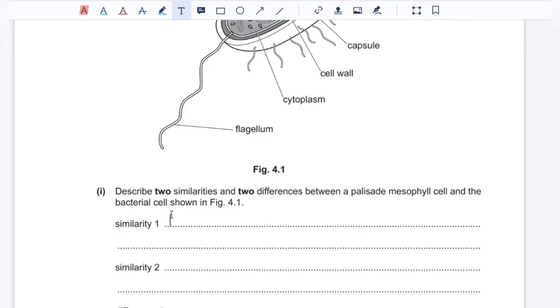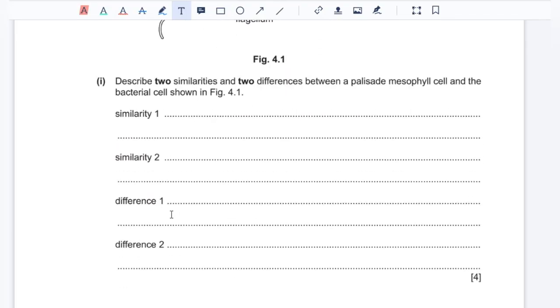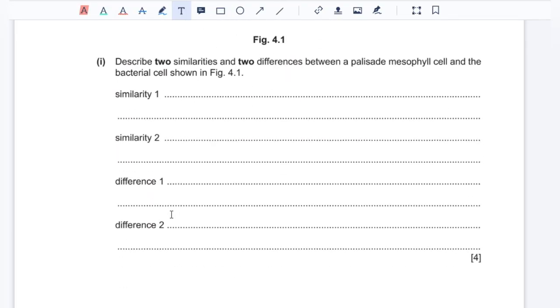So both of them will have cytoplasm, cell wall, cell membrane, and ribosomes, whereas the plant cell will have mitochondria and chloroplasts, which the bacterial cell will not, and the bacterial cell will have a flagellum and capsule, which the plant cell does not. You can write any 2 of the similarities and differences.